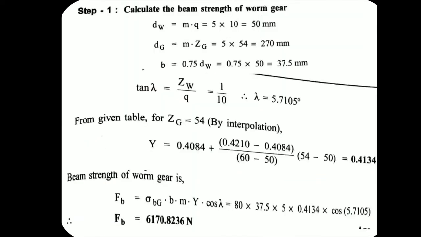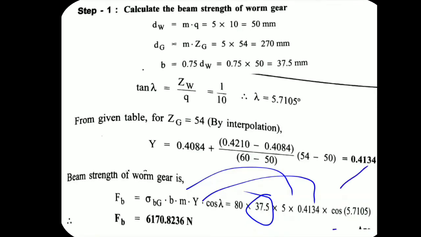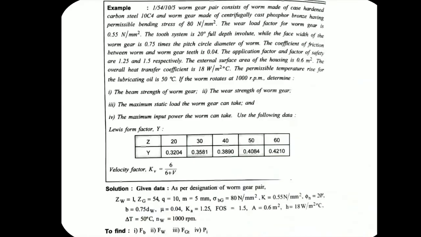So we have taken 80, B is 0.75 times dW, which they have given. M, module, is 5, Lewis factor is 0.40, this we have calculated, and cos of lambda, here we have calculated lambda. By putting this we get the beam strength of the worm gear as 6170 Newton. So the first part is over, which is beam strength, correct.